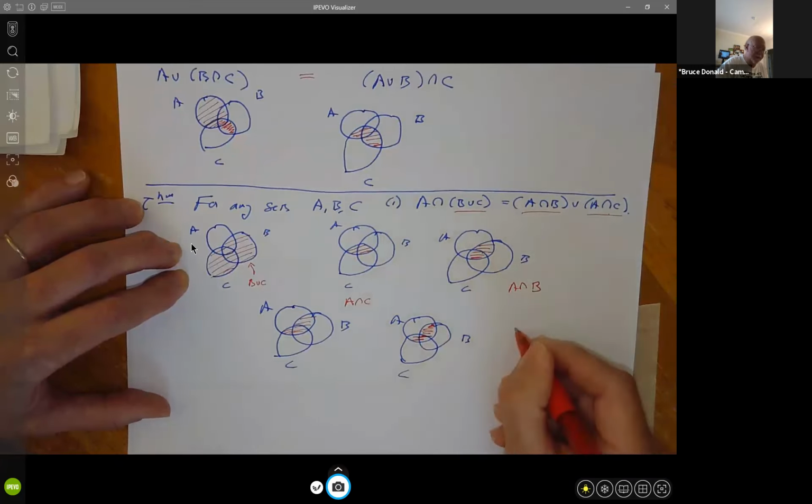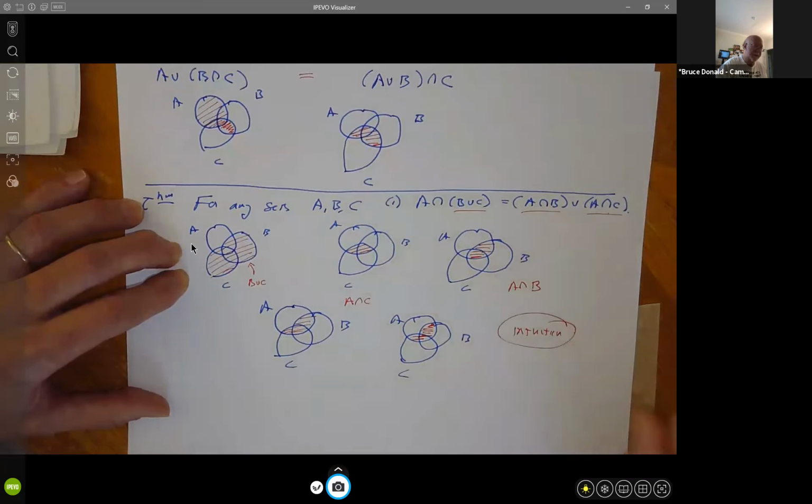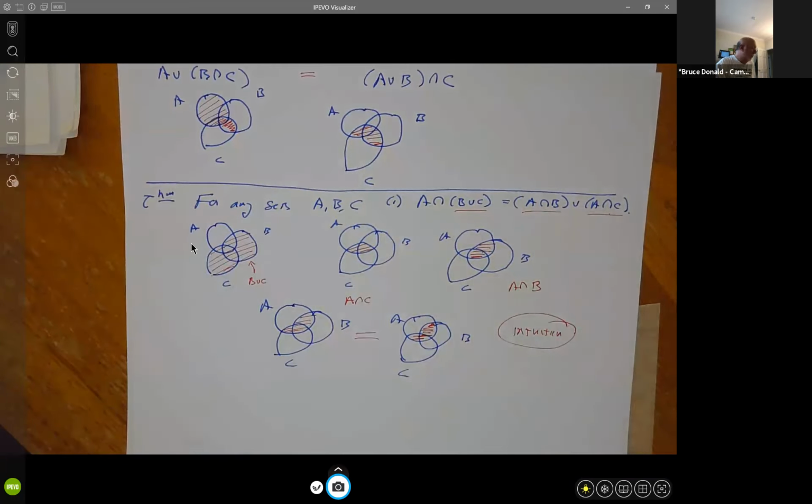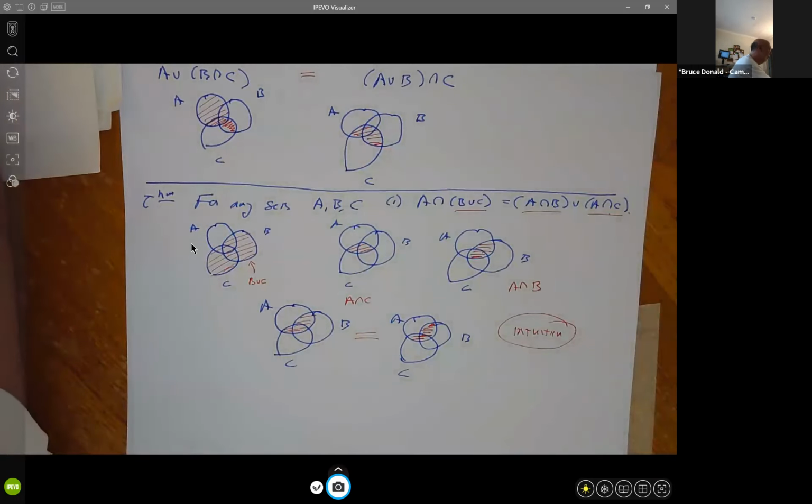All right, so this is intuition. It's not a proof. It's why these things should be equivalent. But it's useful for us to do this because we can get an idea of what the operations are actually doing and we can visualize them. I always think it's great to do these drawings, and it tells you what's going on.